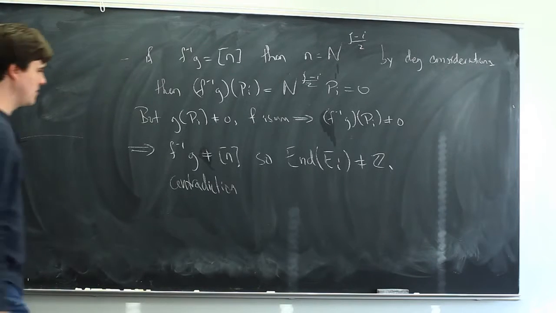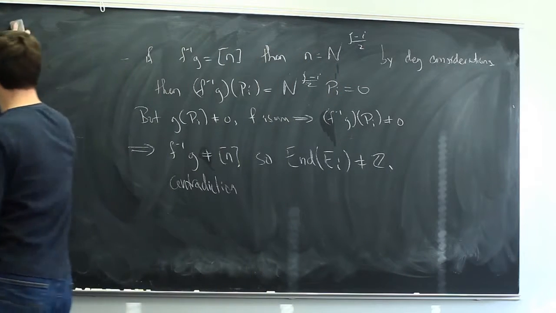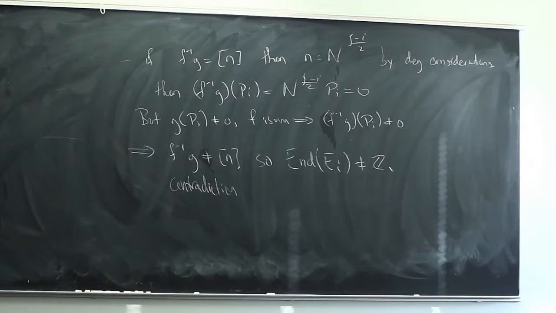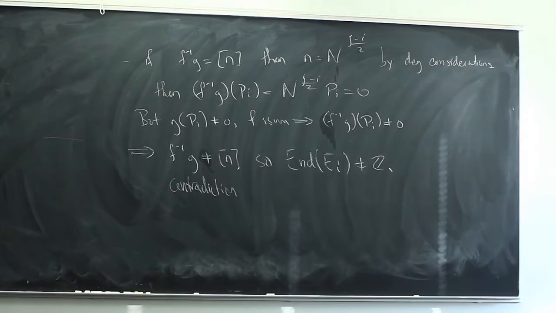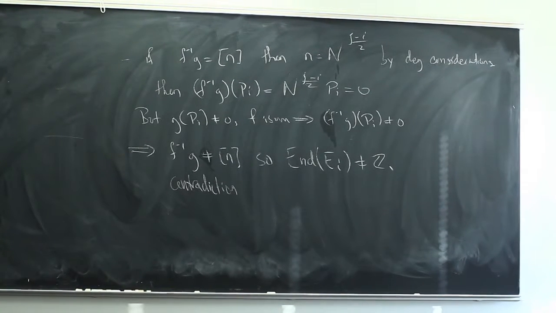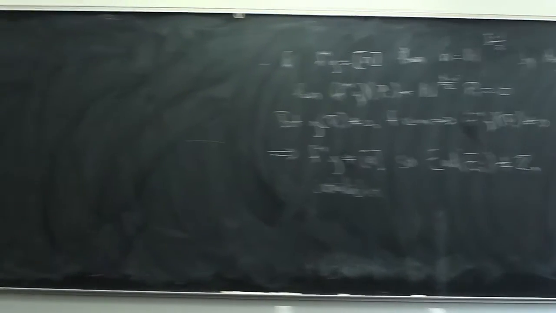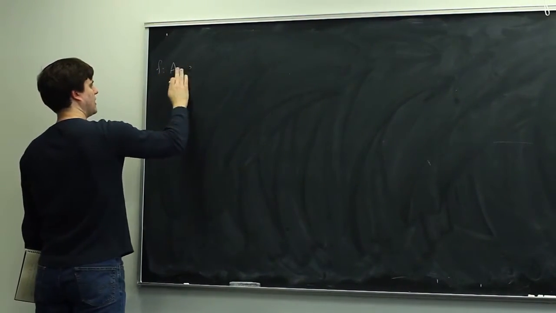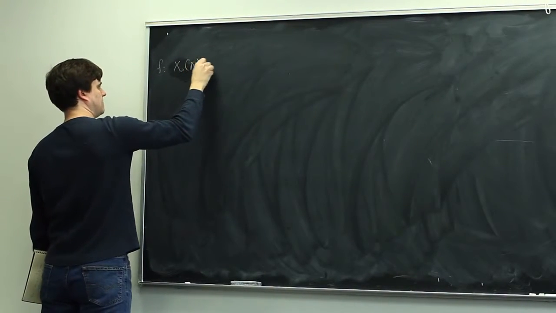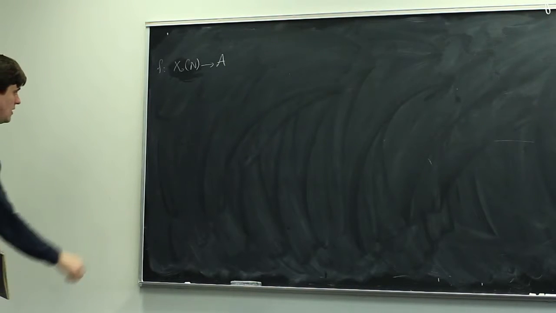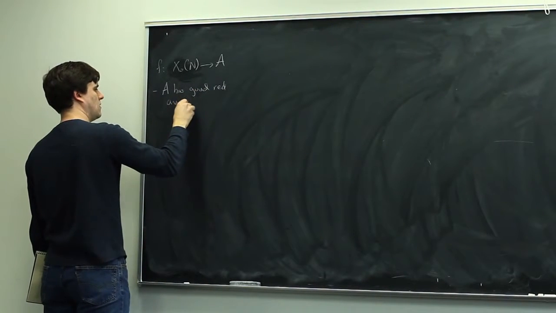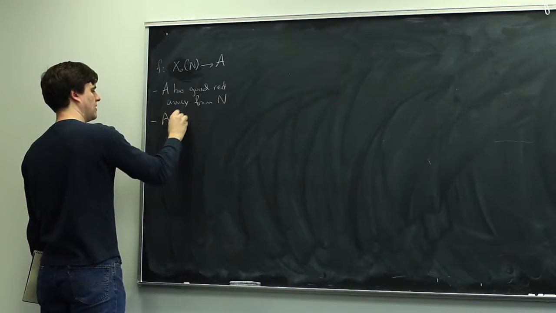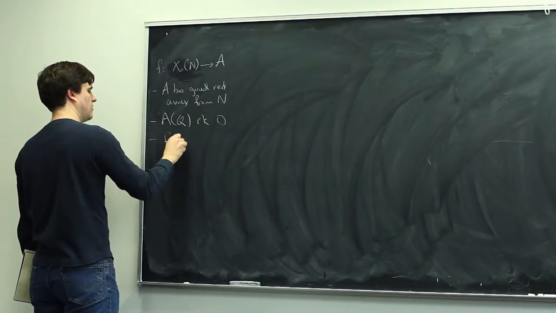All right, so we'll prove theorem 3 now. Okay, so let me write our running assumptions over here so we don't forget. So we have a map f from X_0(n) to A. And we're assuming that A has good reduction away from n, and A(Q) has rank 0, and that f(0) is not equal to f(infinity).